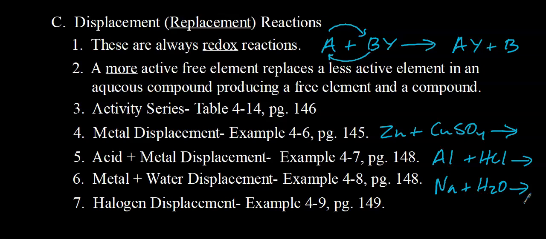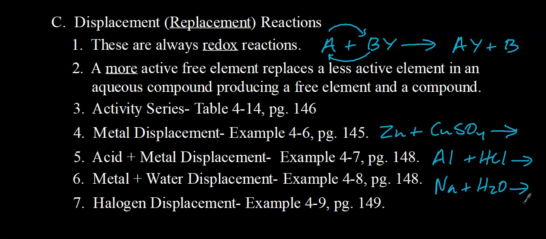Last one, page 149. We have halogen displacement or halogen replacement reactions. And so we see a list there that fluorine can replace any other halogen in a compound, and iodine cannot replace anything. So fluorine can replace anything. Chlorine cannot replace fluorine, but it can replace both bromine and iodine, and so on.